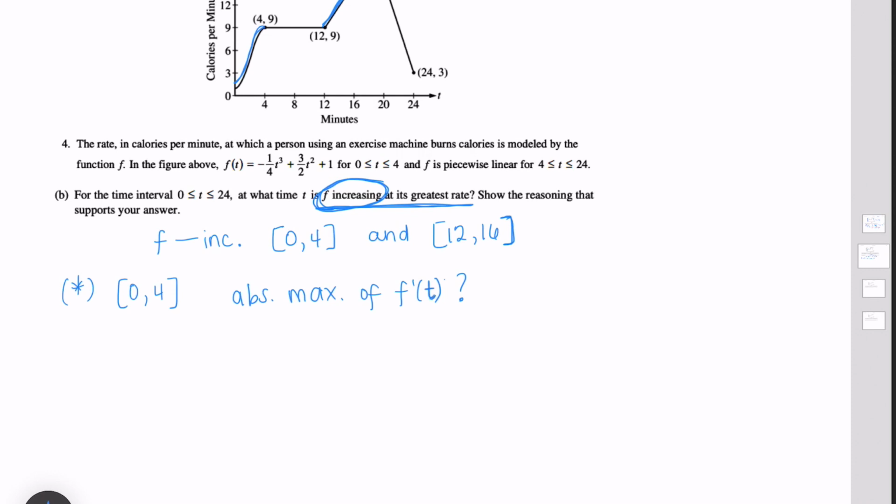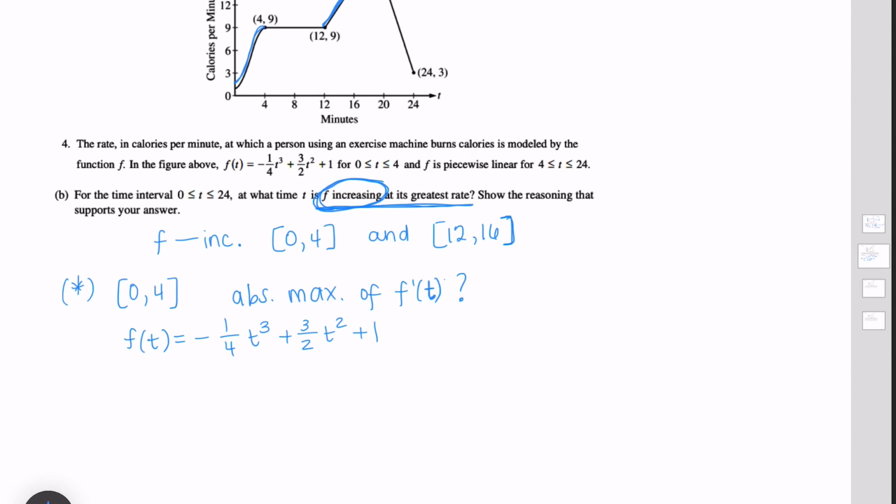Remember, to find extrema, what we do is take the derivative of the function, set it equal to 0. In this case, we'll do the same thing, keeping in mind that the function which we need to take a derivative of is f prime. Also, we need to keep in mind here that for this interval in specific, from 0 to 4, our function f of t is defined as f of t is equal to negative 1 over 4 t cubed plus 3 over 2 t squared plus 1.